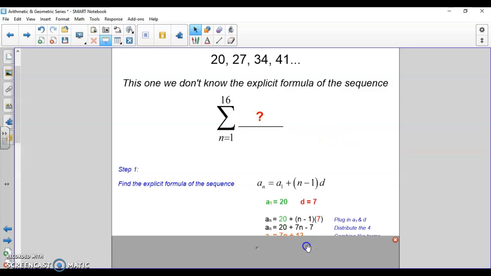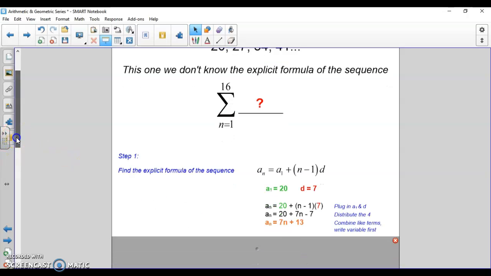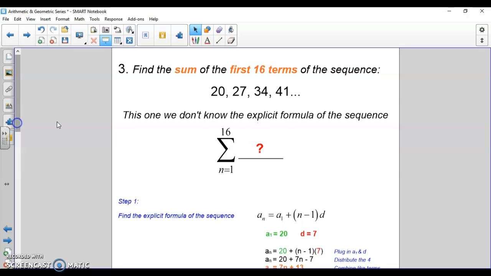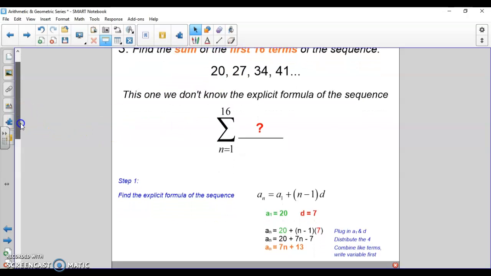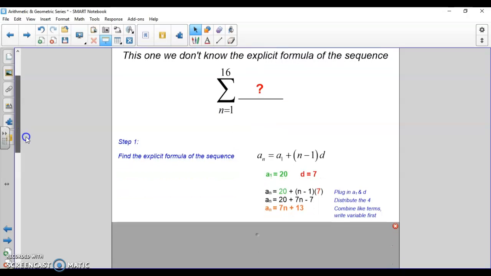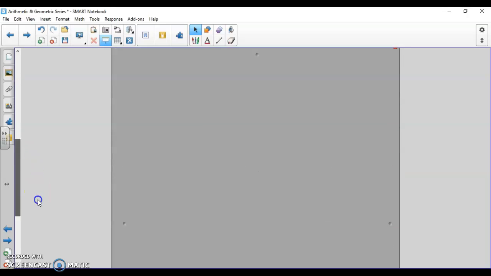First step is to find the explicit formula of the sequence. So remember, we plug this in. This is a reminder from last week. A sub 1, your first term, is 20. It's just our first term right up here. Our common difference is positive 7. You're adding 7 to each term to get the next. So we plug it in. We get a sub n equals 7n plus 13.